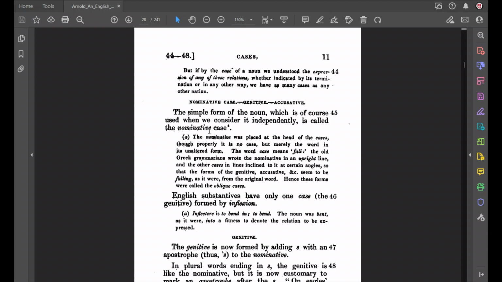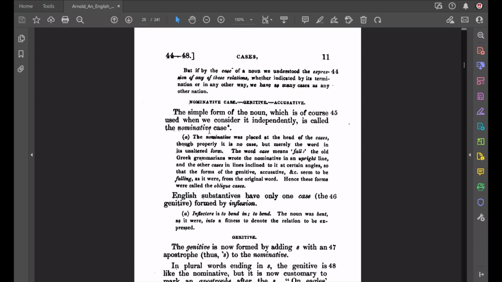Read note A under paragraph 45. The nominative was placed at the head of the cases, though really it is no case. It's not a case. It's just the name. It's merely the word in its unaltered form. So it's not perfect to say the nominative case, because it's not a case. It's just the name itself.